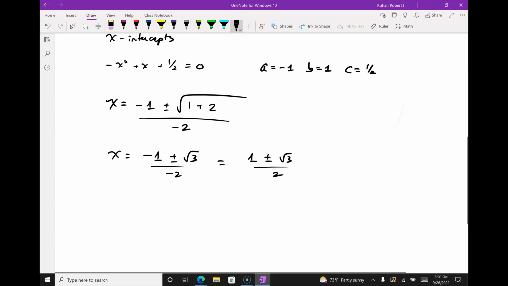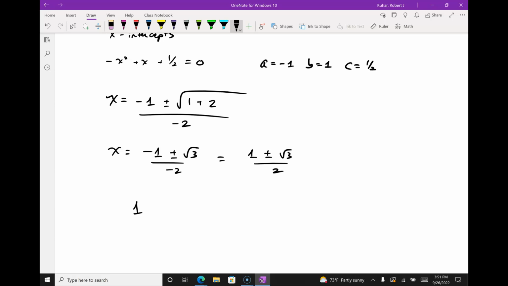So I have two roots there, two x-intercepts, right? I have 1 plus square root of 3 all over 2 comma 0, and 1 minus square root of 3 all over 2 comma 0. Is that okay? Yep. Where are you?